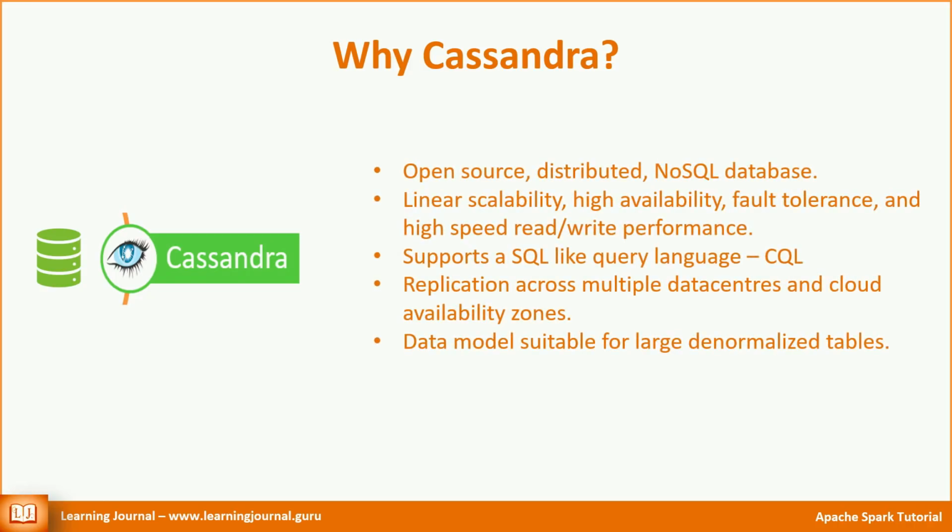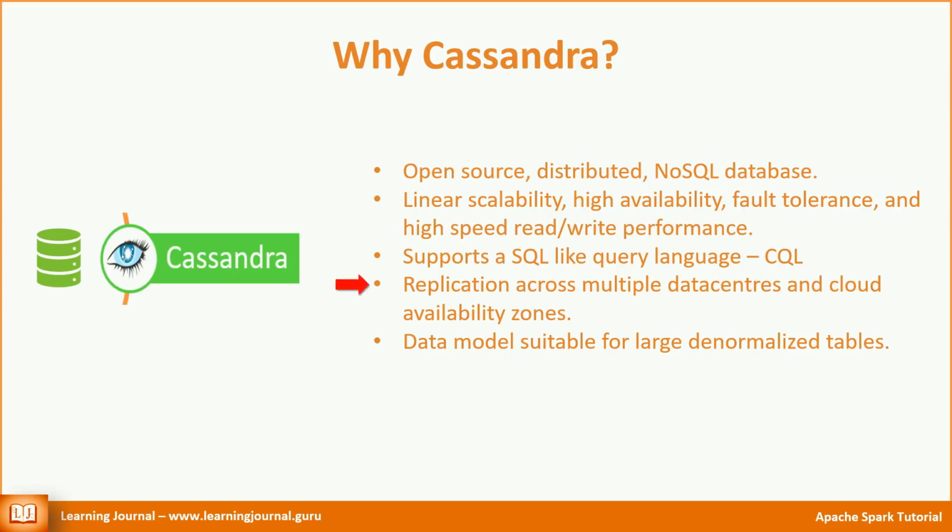Apache Cassandra is an open source, distributed and NoSQL database, right? Apache Cassandra offers linear scalability, high availability, fault tolerance, and high-speed read-write performance. The read-write performance over a huge volume is the most distinguishing feature of Cassandra as a database. Despite being a NoSQL database, it supports a query language that is similar to SQL. That makes Cassandra easy to learn.